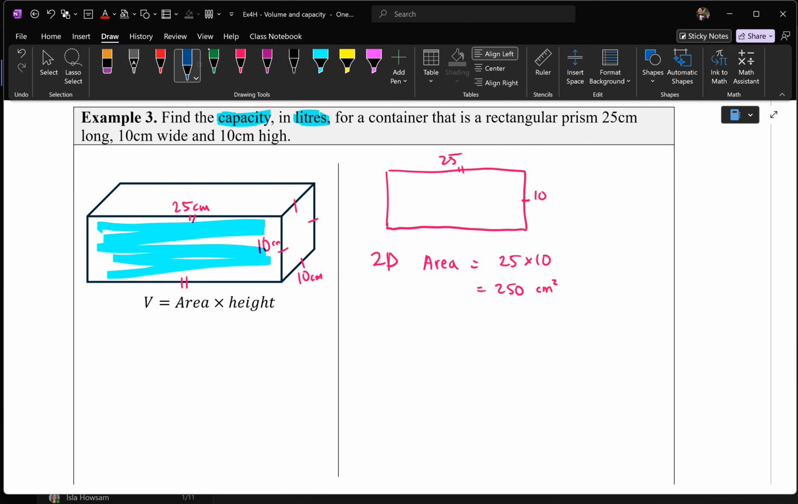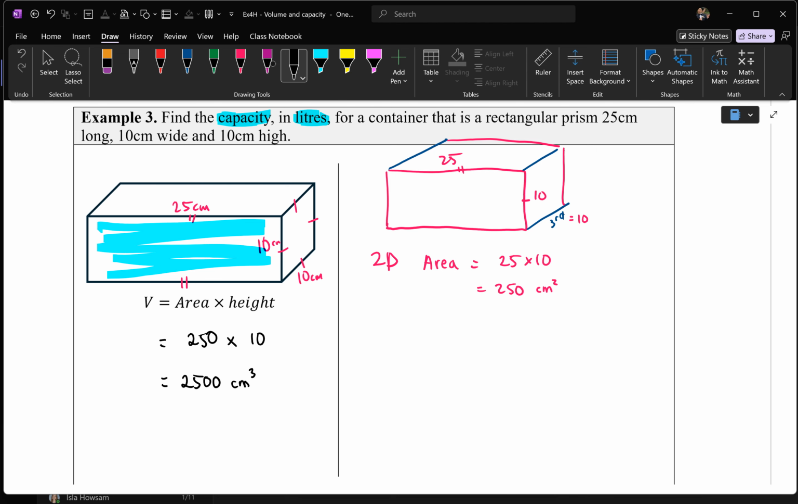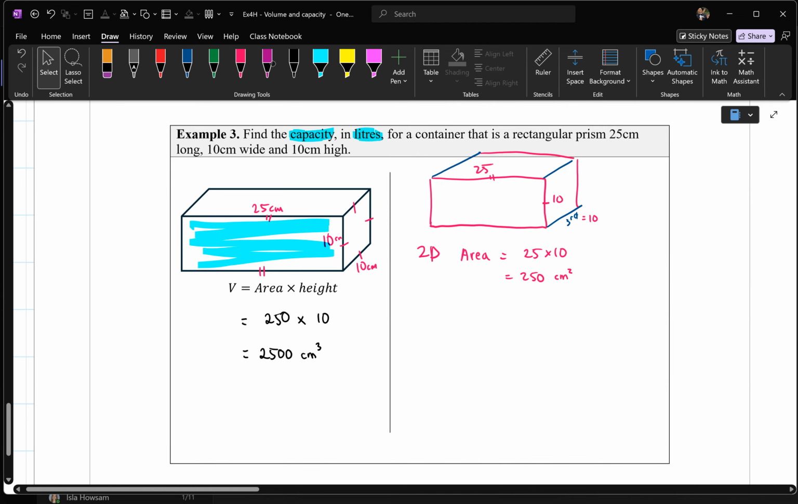But then where's my third dimension if you want to do volume? Third dimension is here. This is what makes it a 3D shape. So this is the third dimension, whereas all the other stuff is still the 2D components. See that? So the third dimension, which is also 10. So when you do the volume, we can now say the area, which is 250, times the third dimension, which is 10. That gives us 2,500 cubic centimeters.